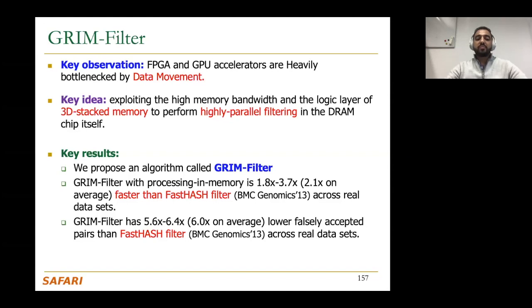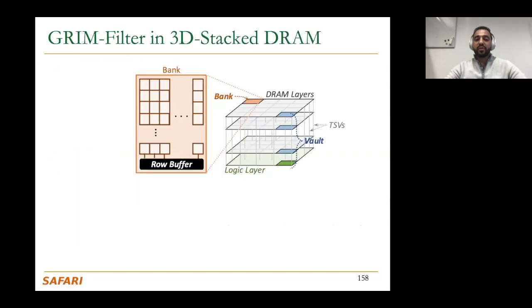And the 3D stacked memory is a high memory bandwidth provider, for example. And we call it the algorithmic GRIM-Filter. GRIM-Filter with processing in memory is 1.8x to 3.7x faster than FastHASH filter across real data sets. And it provides fewer false positives. Again, this is a pre-alignment filter, so we don't want to ignore any correct pair of strings. So it's okay to have false positives, but not false negatives.